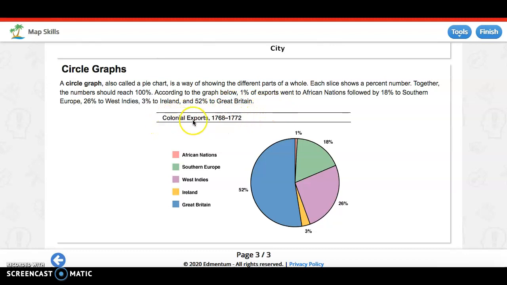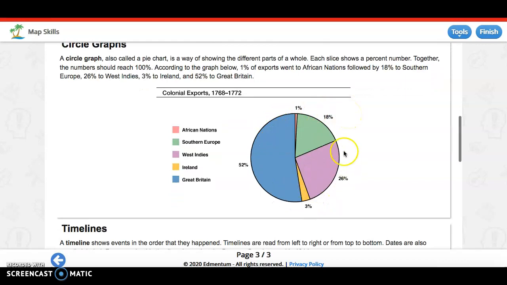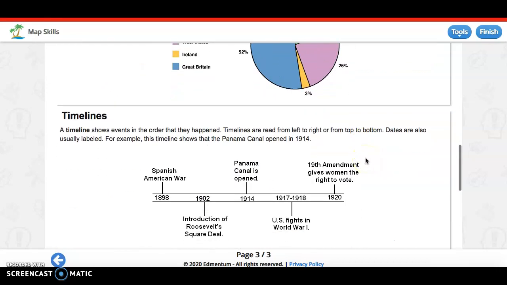Notice again, the title is here, Colonial Exports, 1768 to 1772. And here you have your pie chart with all of these different colors labeled by the country that got those exports. So if I wanted to see where the percentage for Ireland was, I would have to look for the yellow sliver of our pie chart. The yellow sliver is right here and it's labeled as 3%. So I know that 3% of the exports went to Ireland. Think of it kind of like a fraction, since the whole and the pieces of the whole all equal up to that 100% or that whole.